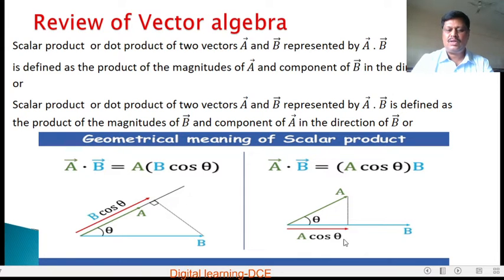A cos theta is the component of the vector A along B. So therefore, the dot product is also defined as the product of the magnitude of one vector and the component of the second vector along the direction of the first vector. That is A cos theta into B in this case, and in this case A into B cos theta. So A is the magnitude of the vector A and B cos theta is the component of the vector B along the direction of A.